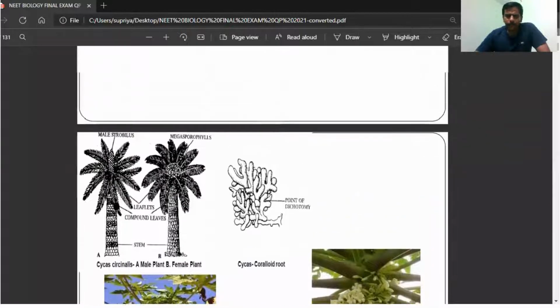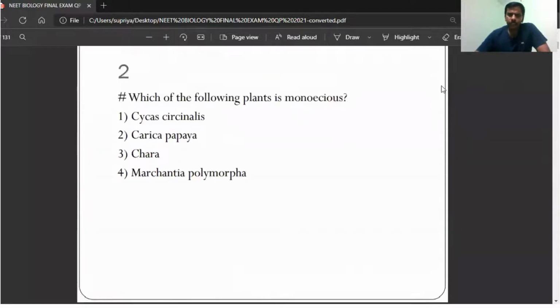Now we have seen 4 different options. Cycas circinalis is not monoecious. Carica papaya, not monoecious. Chara, monoecious. Marchantia polymorpha, not monoecious. So which of the following plants is monoecious? The correct option is 3, the third option, right? Okay. Now see students, we'll see the third question.